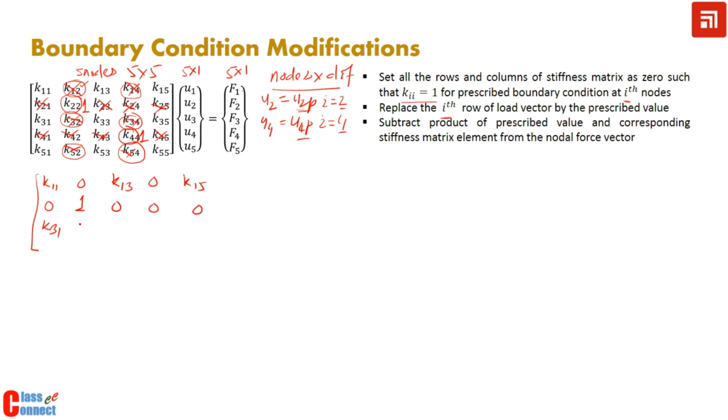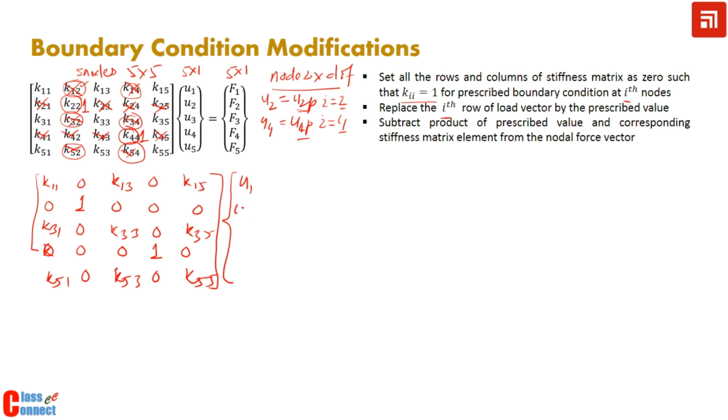K31, 0, K33, 0, K35, 0 0 0 1 0, K51, 0, K53, 0, K55. So this is what we get as the modified stiffness matrix, and there is no change here.